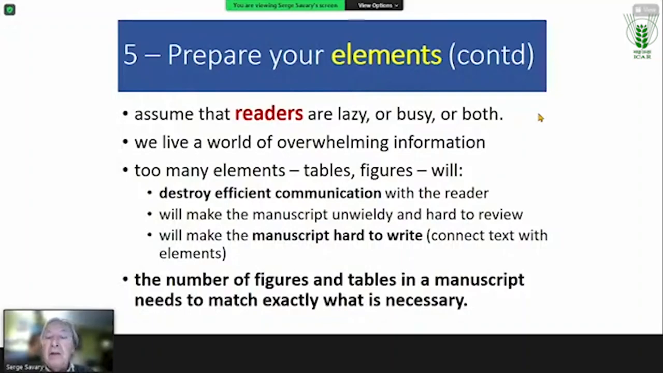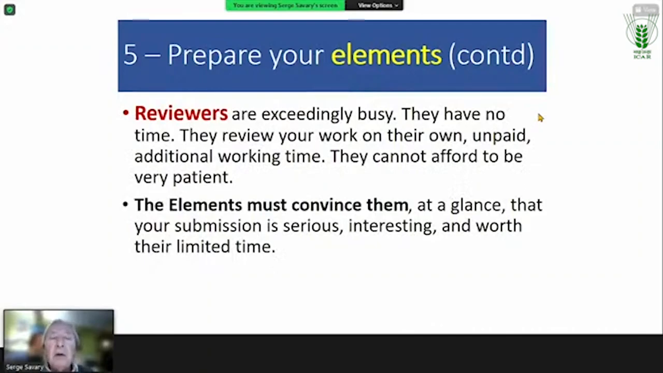If one makes figures and graphs too complicated, the manuscript will be very hard to write and to connect with the elements. So one has to consider a limited number of figures and a limited number of tables, and each of those categories must be made as simple as possible. One tip about the review process is that the reviewers are exceedingly busy. They have no time. They review the work in their own unpaid additional working time, so they cannot afford to be patient. So the elements, those tables and figures, must convince them at a glance that your submission is serious, interesting, and worth their time.